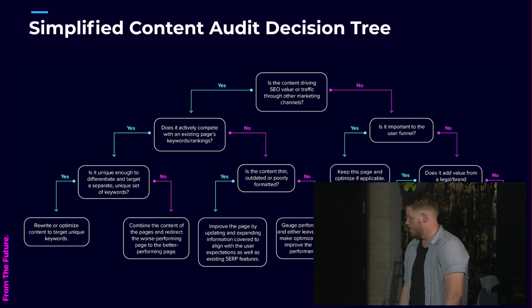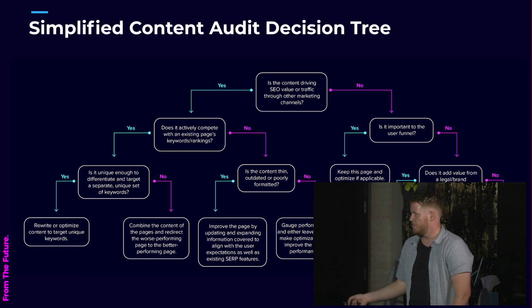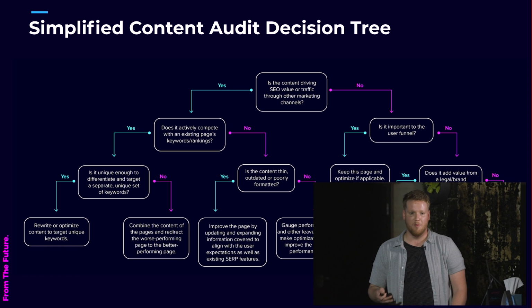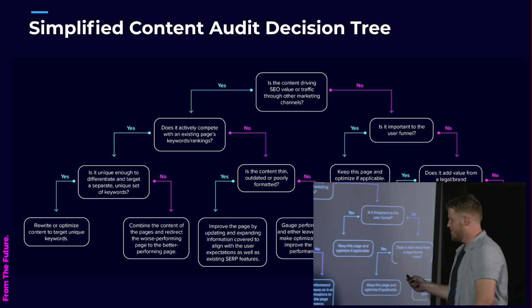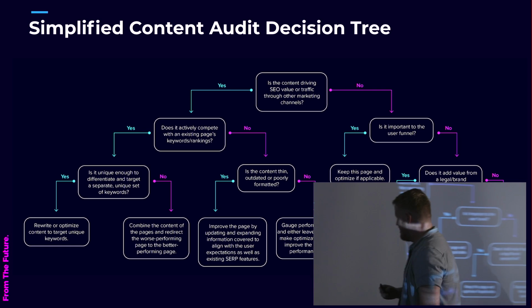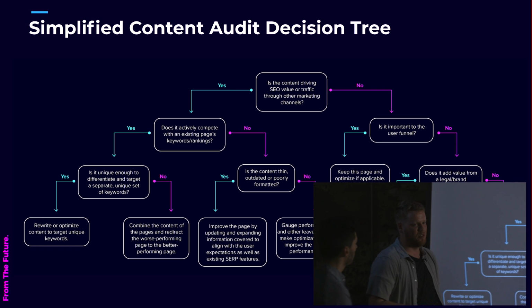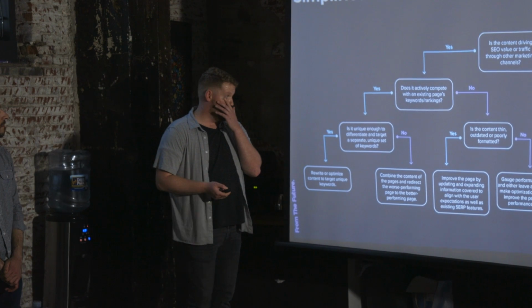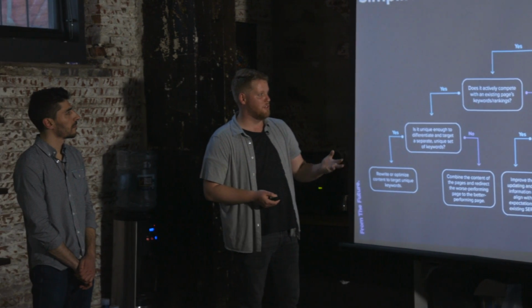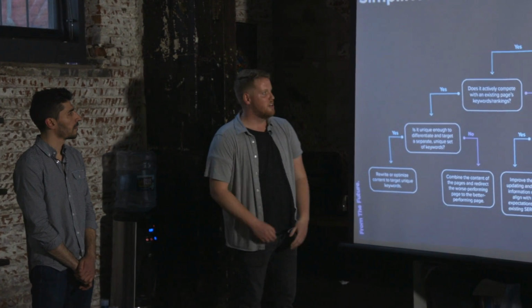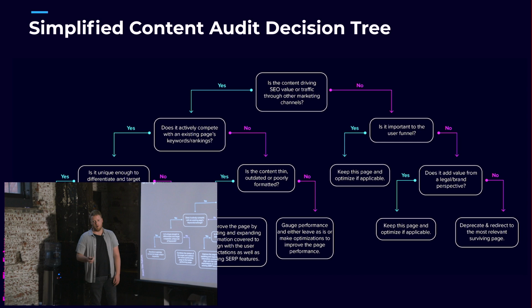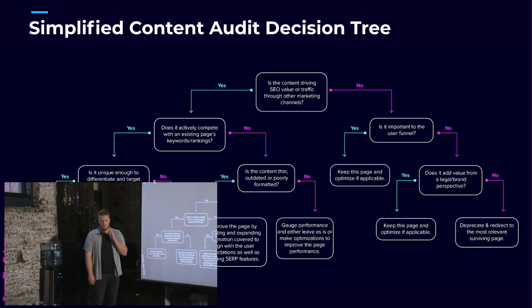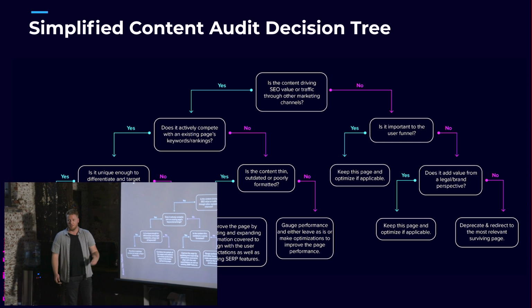So what we did here, and it's kind of cut off, is we created a content pruning decision tree. You'll have access to the slide deck after, so you can go through this if you want. Basically, we ask questions that lead you to make a decision. The first being, is the content that we're looking at driving SEO value or traffic through other marketing channels, being your newsletter, social media, paid, anything like that that'll bring value?